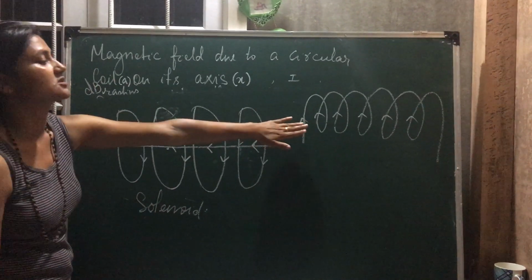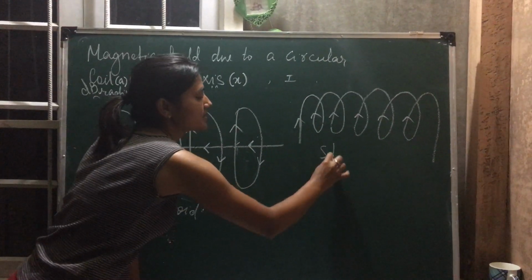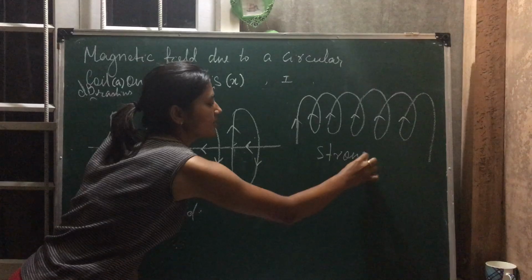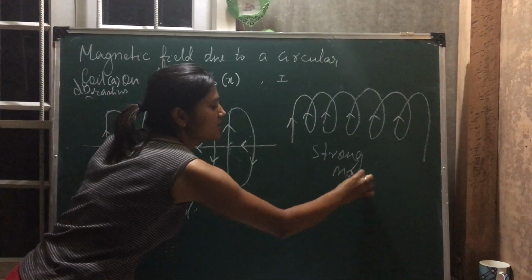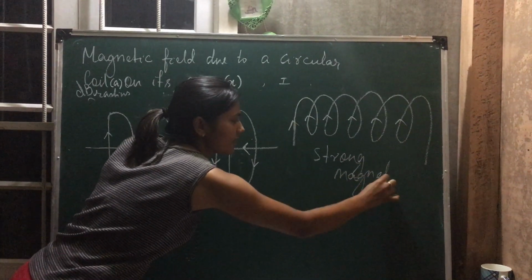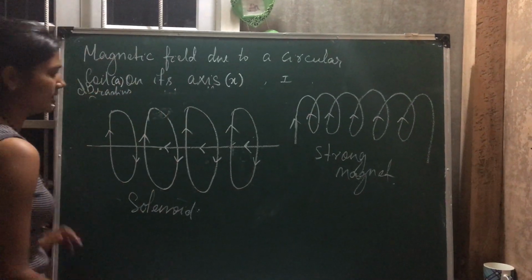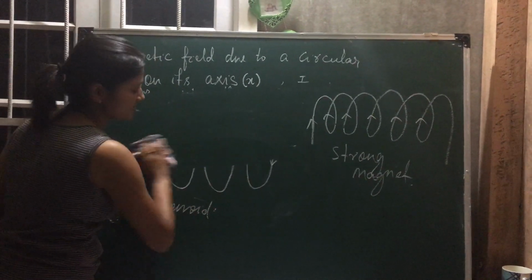Why does it behave as a strong magnet? The reason I am telling you here: it behaves as a very, very strong magnet. Now, why does it behave as a strong magnet?